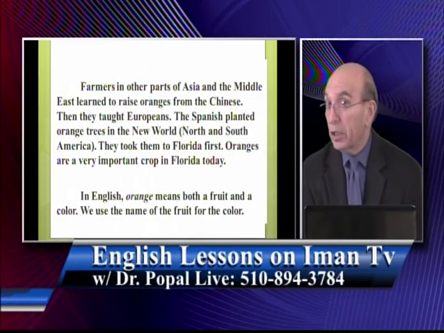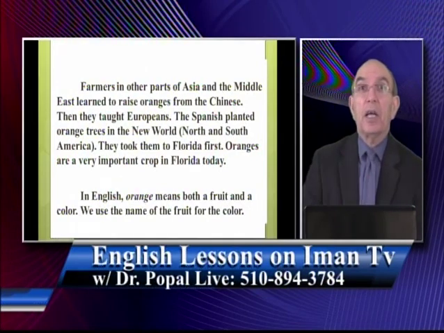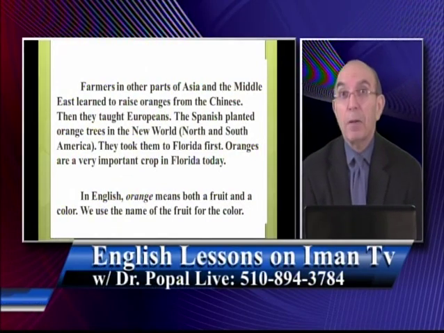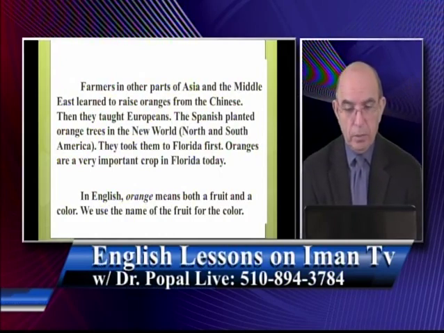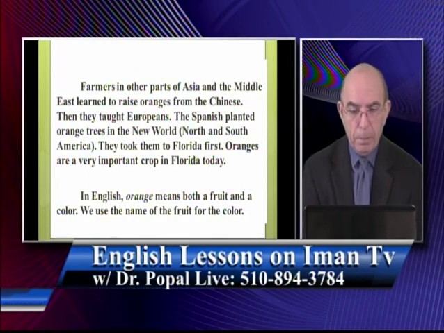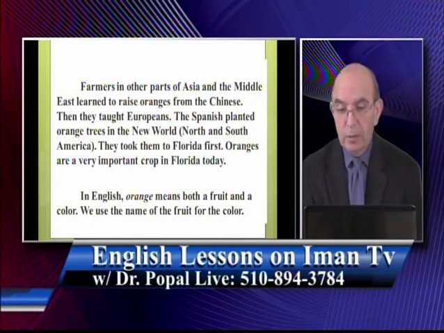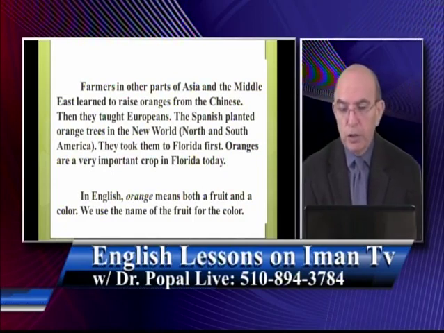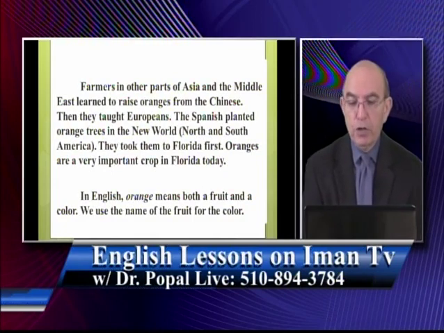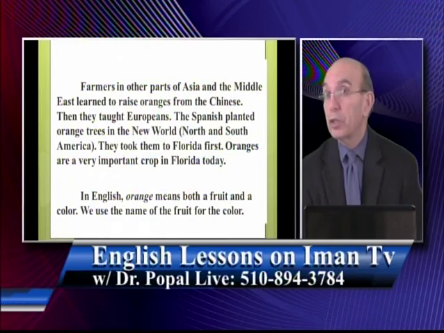So remember, North America includes 3 countries, and that's the United States, Mexico, and Canada. And all the rest of these countries like El Salvador are in South America or Central America. So they took them to Florida first. Oranges are a very important crop in Florida today.